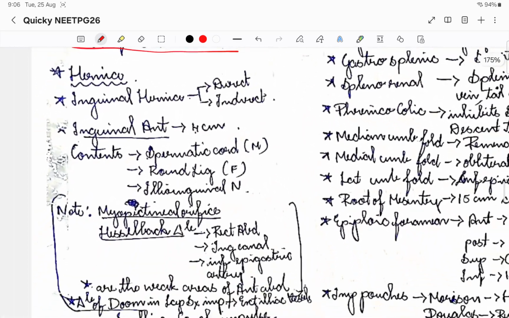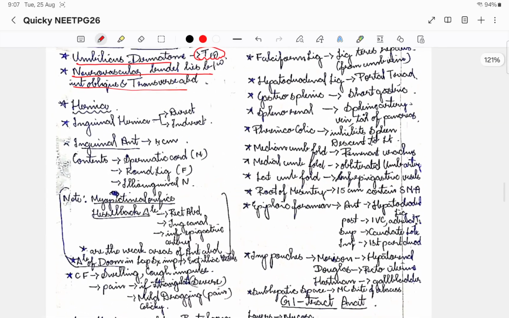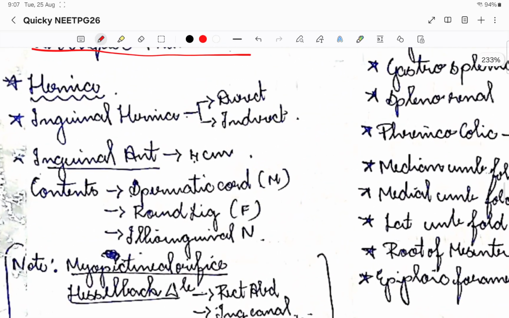Okay, then coming to the defect of the anterior abdominal wall, that is hernia. So we'll discuss hernia now. There are two types of hernias, right?